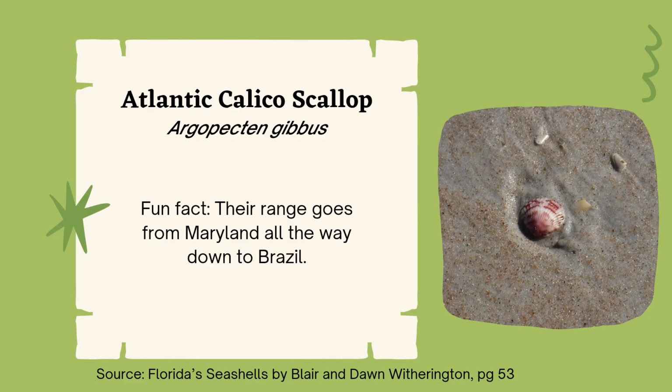So this is the Atlantic calico scallop, or Argopecten gibbus, and this was definitely the prettiest shell that I found. But it has a cream color with dark pink or red stripe coloration, and it has small ear projections on either side of the umbo, and they are found on all Florida coasts. And that's because they're very prolific. Their range goes from Maryland all the way down to Brazil.